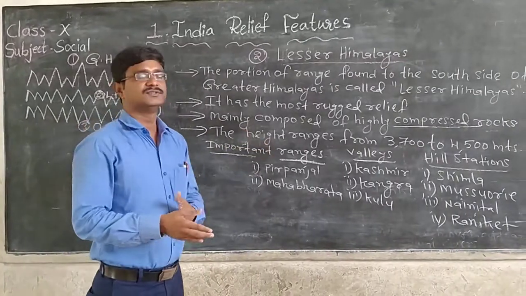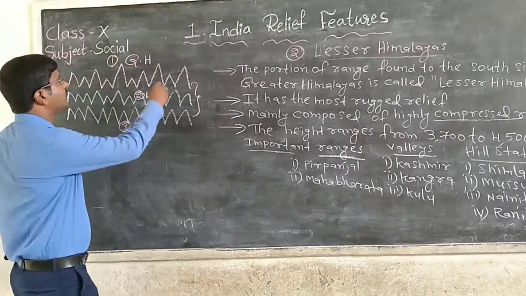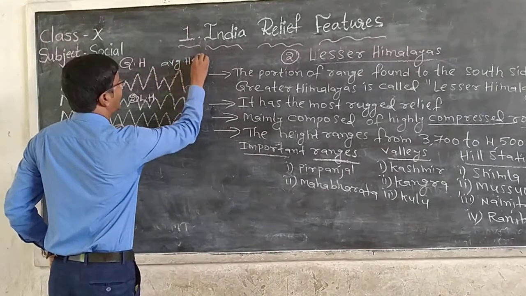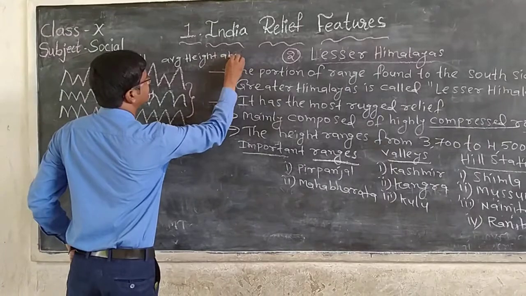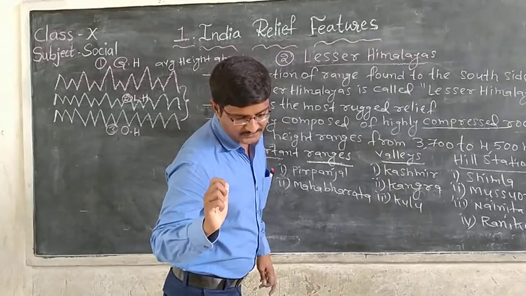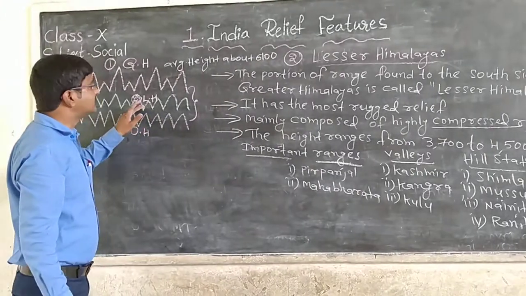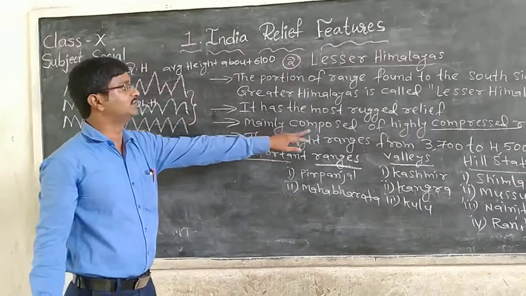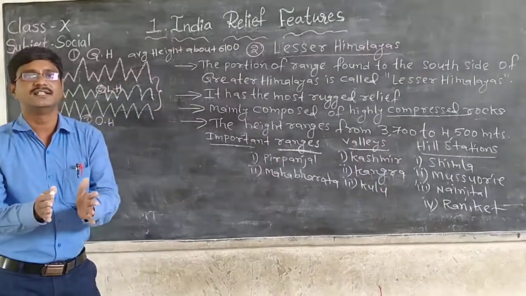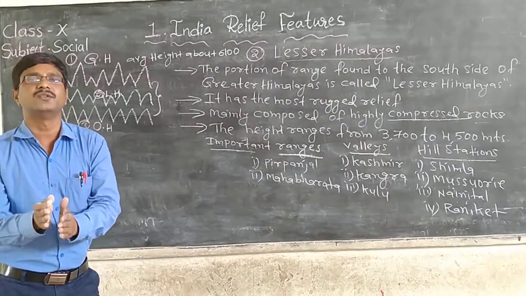What is the height of these Lesser Himalayas? We have just learned the average height of the Greater Himalayas. What is the average height of the Greater Himalayas? Average height is about 6,100 meters. Here the Lesser Himalayas height range starts from 3,700 to 4,500 meters. It means these ranges are located between 3,700 and 4,500 meters.